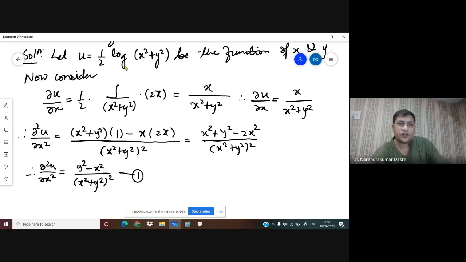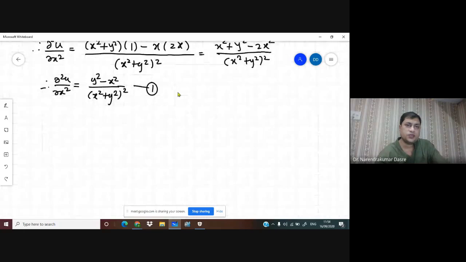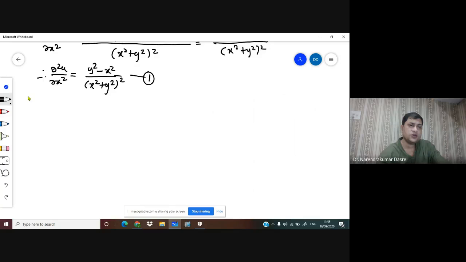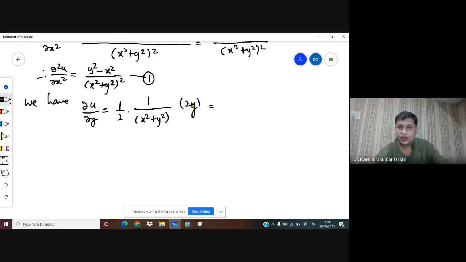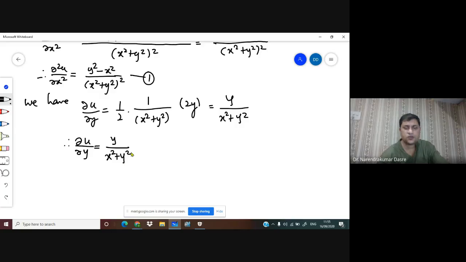And now we have to differentiate this with respect to y. So let us differentiate with respect to y. So we have ∂u/∂y. So we can have half, 1 upon x square plus y square, and the derivative with respect to y. So this 2 will get cancelled. You will be having y upon x square plus y square. So we get here ∂u/∂y is equal to y upon x square plus y square.